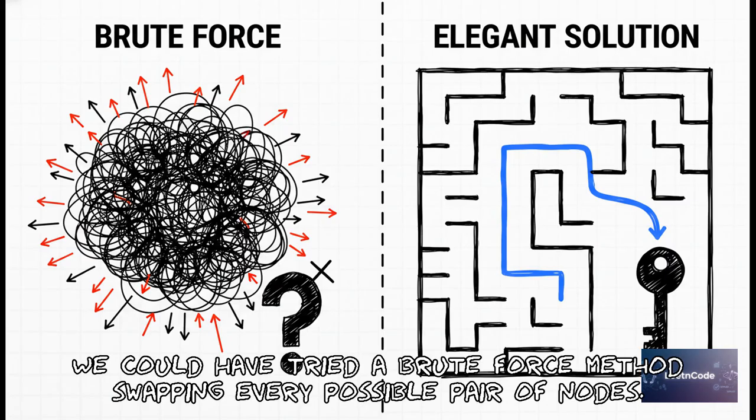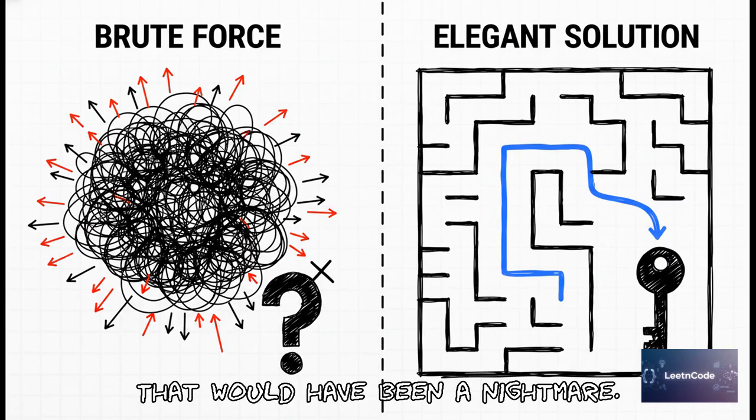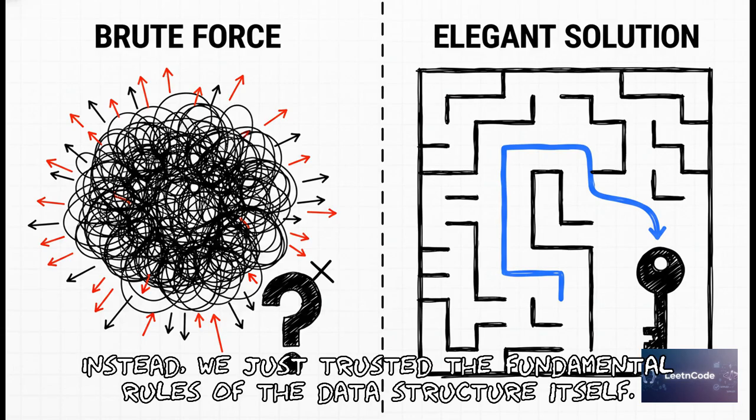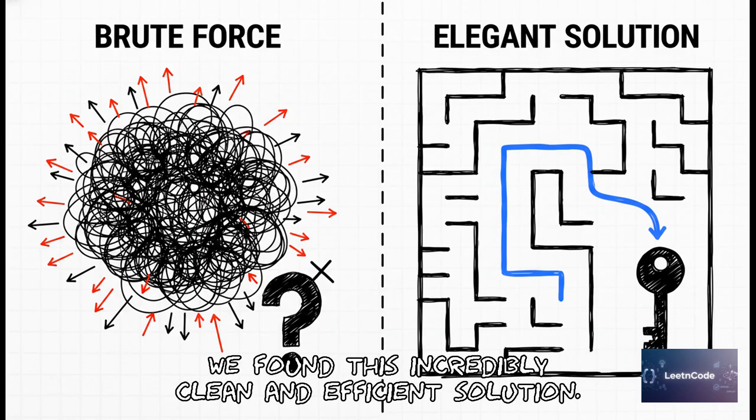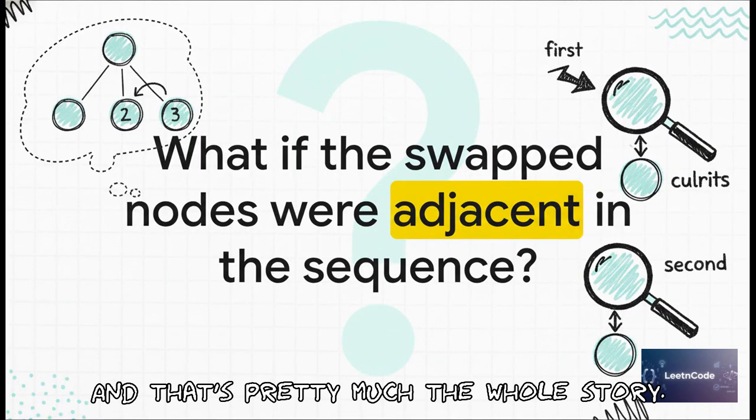Think about it. We could have tried a brute force method, swapping every possible pair of nodes. That would have been a nightmare. Instead, we just trusted the fundamental rules of the data structure itself. By understanding why a BST works, we found this incredibly clean and efficient solution. And that's pretty much the whole story.